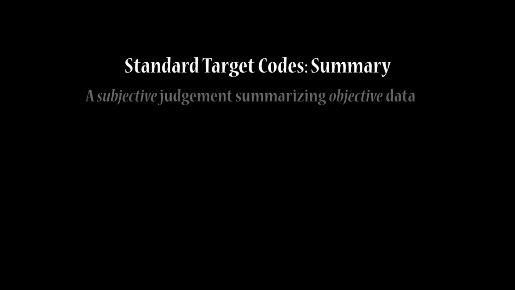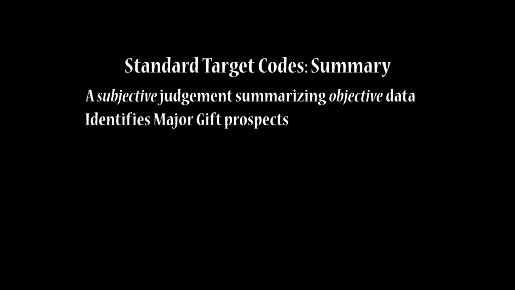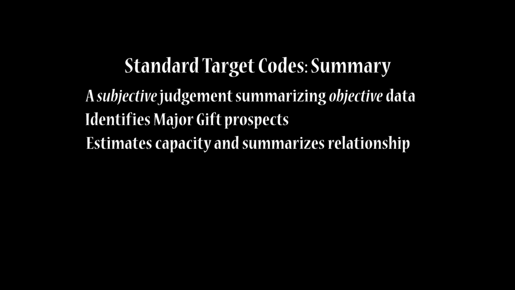Let's review. The target code is a subjective judgment that summarizes objective data. From the thousands of constituents that may be in your database, the target code identifies those that we think might be capable of making a major gift. It identifies the potential size of their gift, along with the degree of friendship and relationship they have with your ministry. On a very practical basis, we know that development directors never have enough time, so the target code helps us distinguish big potential gifts from smaller ones.